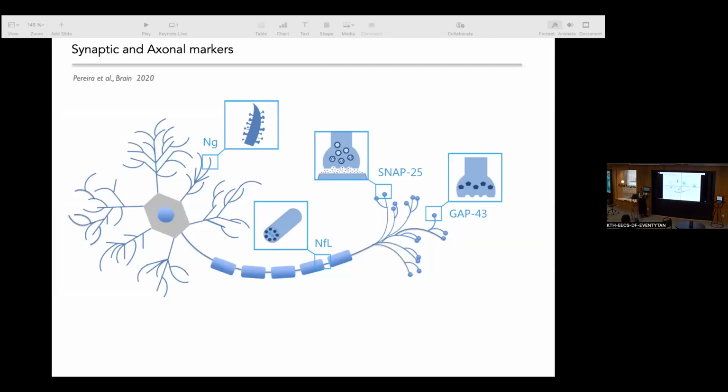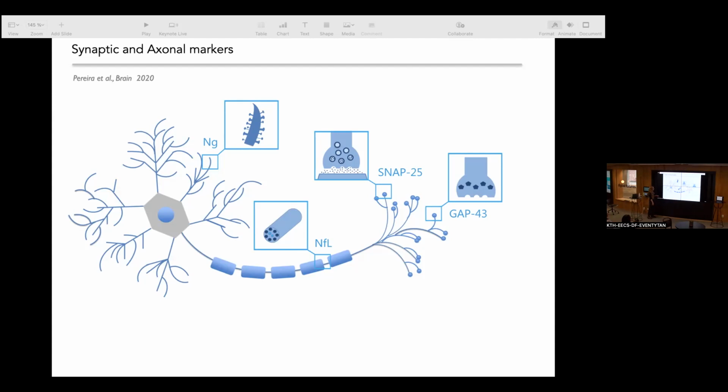And in this study, we were particularly interested in 4 proteins. 3 of them are synaptic. So we had neurogranin, which is a postsynaptic protein related to the number of dendrites, the postsynaptic dendrites that you have. We also had 2 synaptic proteins on the synaptic terminal, so presynaptic, GAP25 and SNAP25 and GAP43. And we also assessed, as a control or for comparison, the NFL or neurofilament light chain, which reflects the integrity of the axons, which is also somewhat related to brain connectivity.